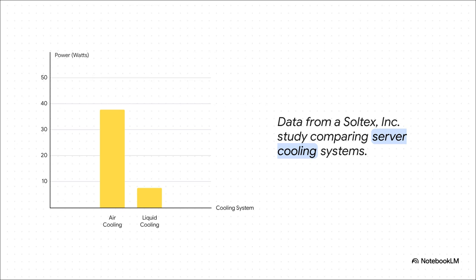Just check out this data from a Saltec study. The air cooling system used almost 38 watts of power. The liquid cooling system doing the exact same job, just over 7 watts. That is less than a quarter of the power. It's a huge saving, and it also means the system is going to be way quieter and more efficient.